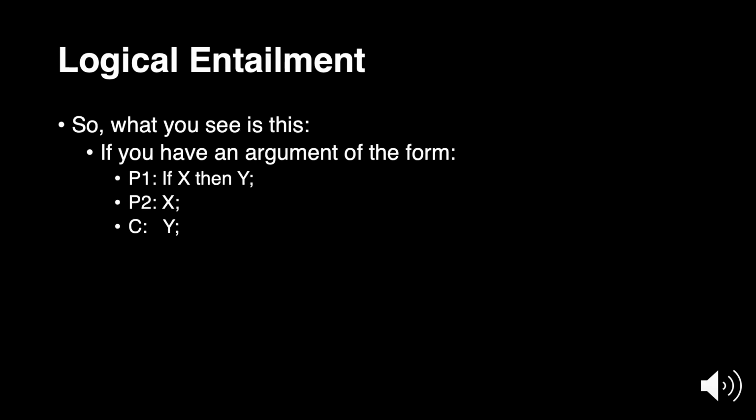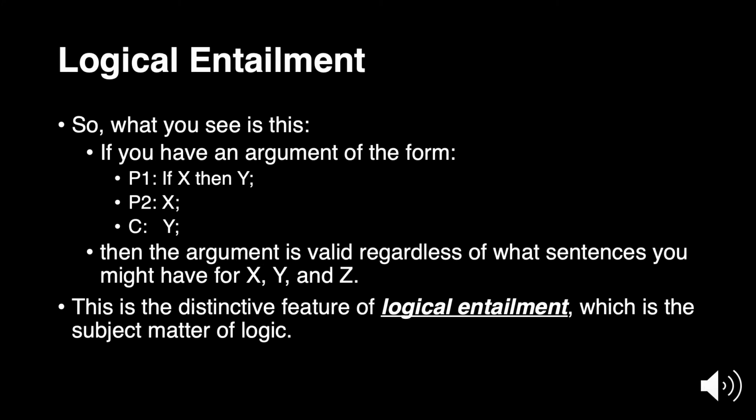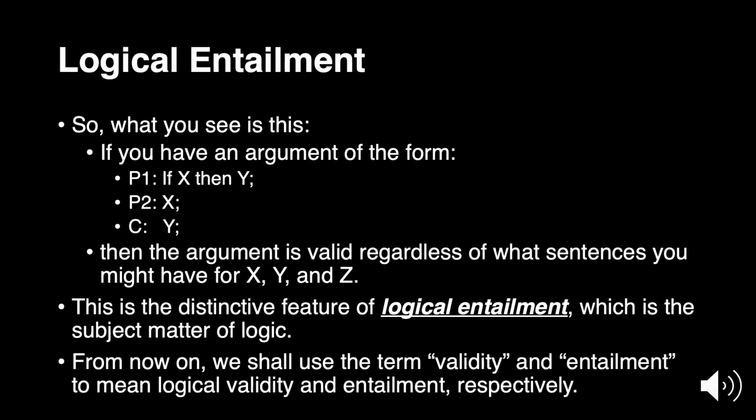So from this, you can see that if you have an argument of this form, if x then y and x, so y, then the argument is always valid regardless of what sentences you might have for x and y. And this is the distinctive feature of logical entailment. And this logical entailment is the subject matter of logic. Okay? And from now on, we shall use the terms validity and entailment to mean logical validity and entailment, respectively.